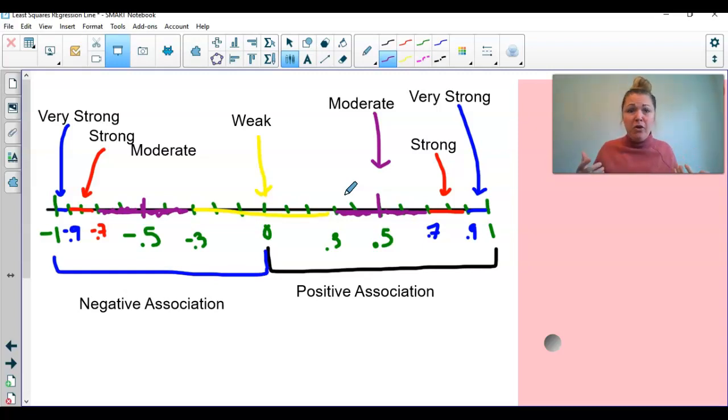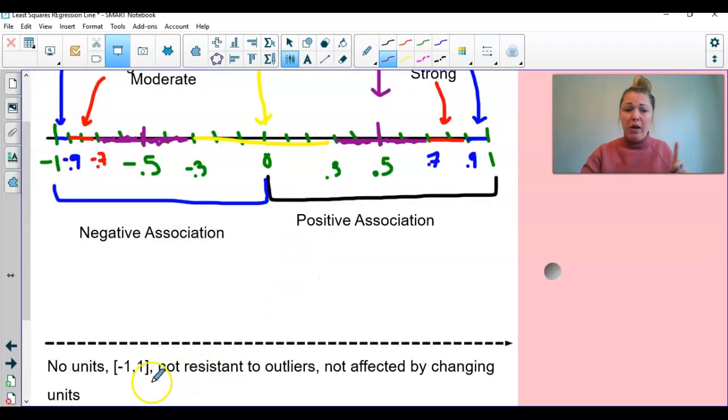So some things you need to know about your correlation coefficient. Again, it's always going to go from -1 to 1. There are no units with it. It is also not resistant to outliers, okay? It's affected by outliers.